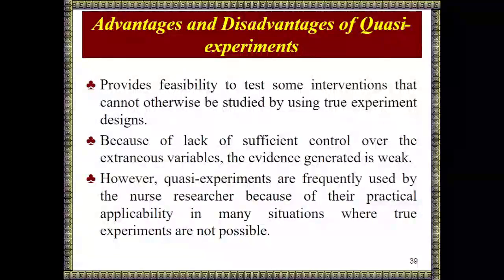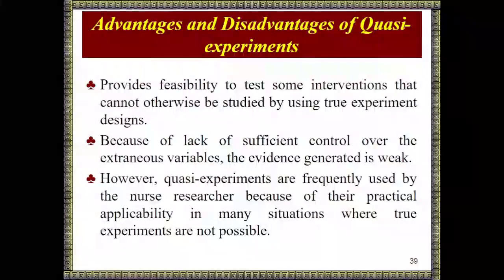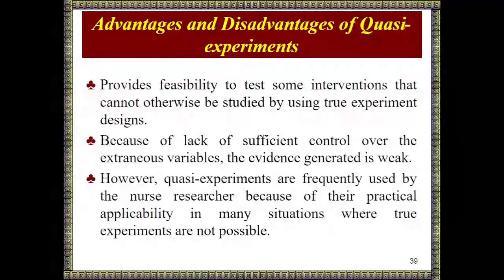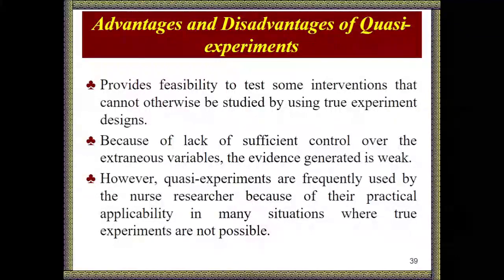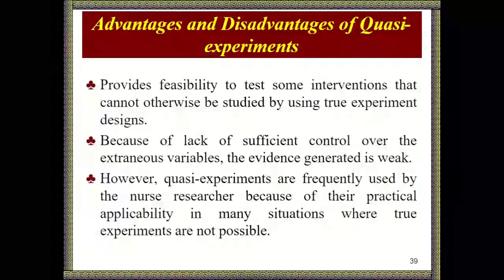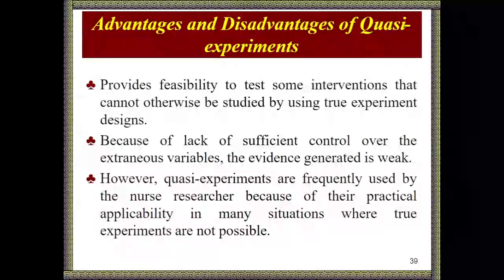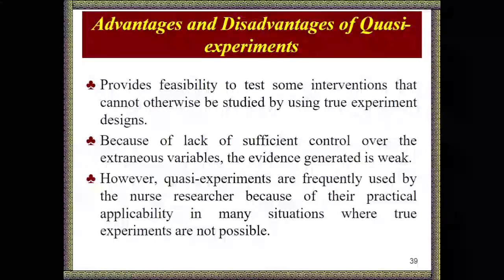So, the advantages and disadvantages of the quasi-experimental design: it provides feasibility to test some interventions that cannot otherwise be studied using a true experimental design. So, which is not possible with the true experimental, at that time we have to use the quasi-experimental. But there is a lack of sufficient control over the extraneous variables. The evidence generated is weak. Sometimes the evidence generated by the quasi-experimental is weak, because we are not doing randomization or involving a control group.